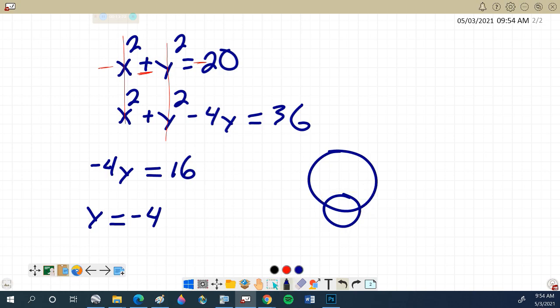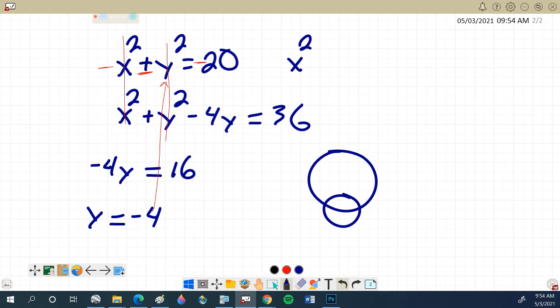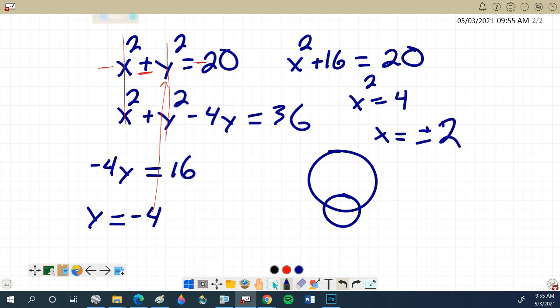So I now know that y is negative 4. So I'm going to plug negative 4 in here. You could plug it into the other one, doesn't really matter. So x squared plus 16 equals 20. Subtract 16. X squared equals 4. So x would be plus or minus 2. So my answers are 2, negative 4, and negative 2, negative 4.